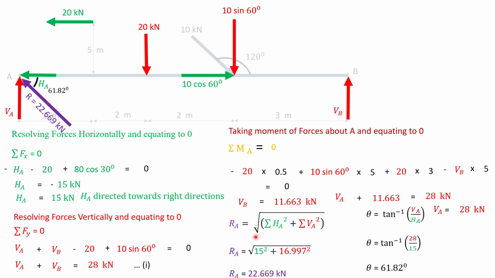To get RA value we use this equation, square root of summation HA square plus summation VA square. Substituting HA value and VA value, we get RA value. Theta we get by tan inverse of VA by HA. Substituting VA value and HA value, we get theta.